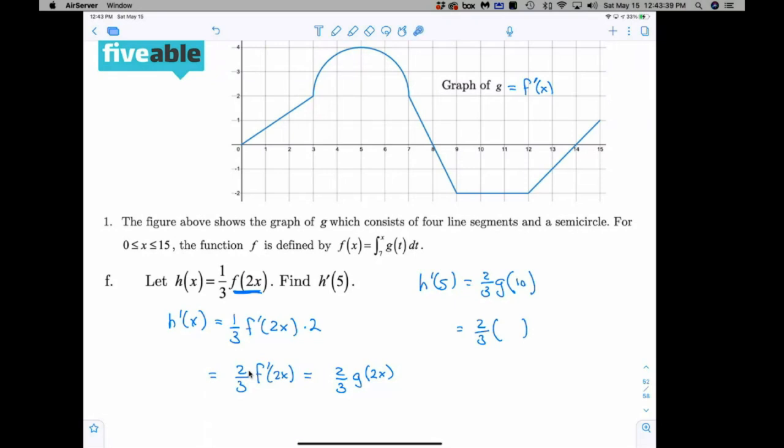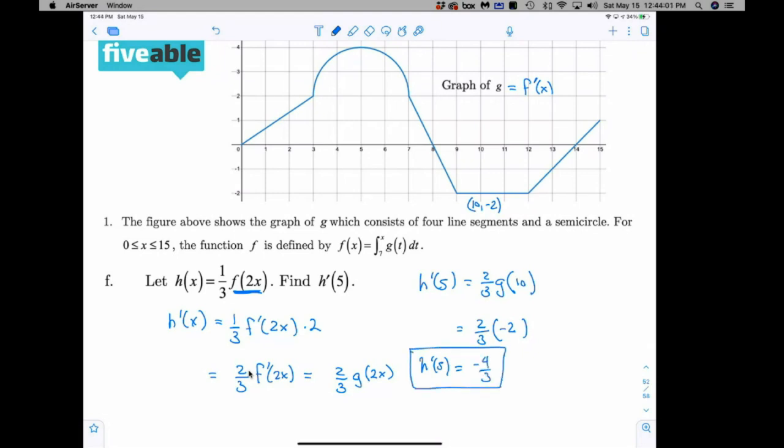Well, g of 10 can be read from this graph. So there's g of 8, g of 9, g of 10. So g of 10 is right there. That is the input 10 and the output -2. So we're going to put a -2 in for this, and that tells us that h prime of 5 is going to equal -4/3.